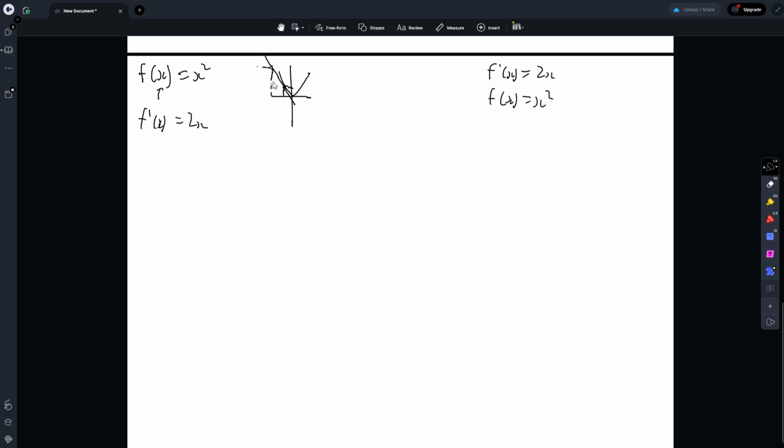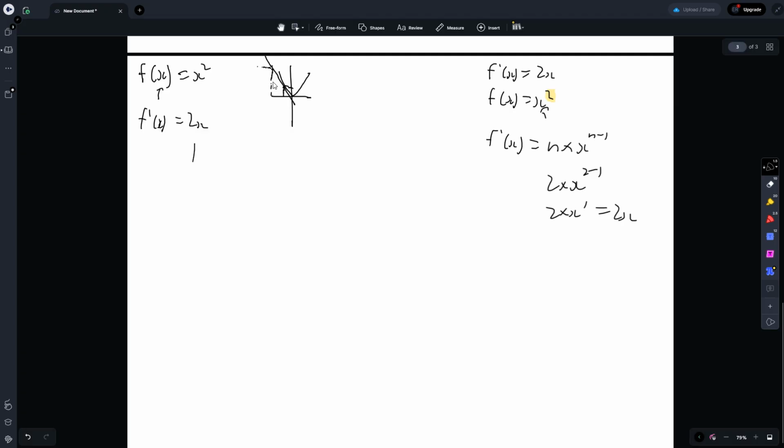The reason that this is true is because to find f'(x), you need to do n times x to the power of n minus 1, where n in this case is 2. n is just the power coefficient, which is why we chuck n here. 2 times x to the power of 2 minus 1, 2 times x to the power of 1, which is just equal to 2x.